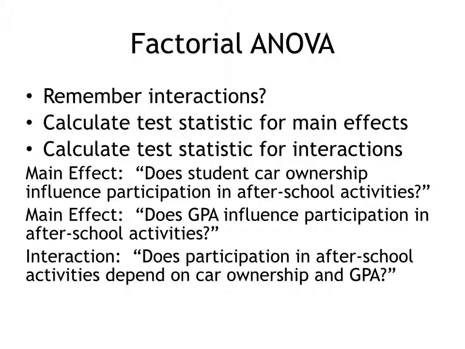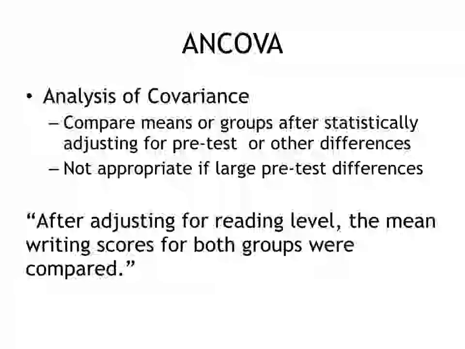So I have to calculate a lot of test statistics. I calculate one for the car ownership influence. I calculate one for the GPA influence. And then I calculate a test statistic for the interaction when I look at both of them together. Does participation depend on car ownership and GPA? And that's what we call the interaction effect.